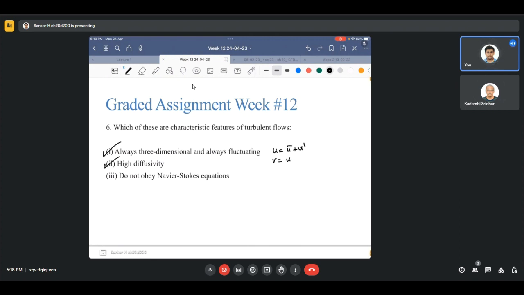Speaking about Reynolds stresses, the next question deals with which of the following statements is true about Reynolds stresses. First, they are not stresses per se, but they are stress-like quantities. Second, there are only six independent components in the Reynolds stress tensor. Third, they are constant across the cross section of a pipe in a fully developed flow.